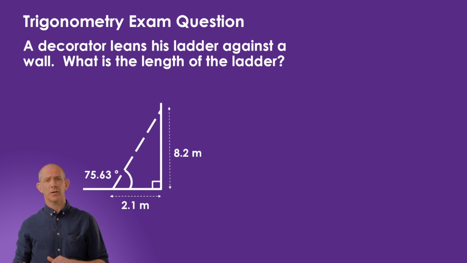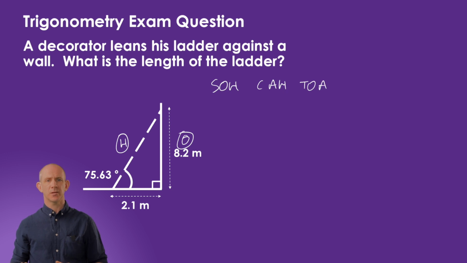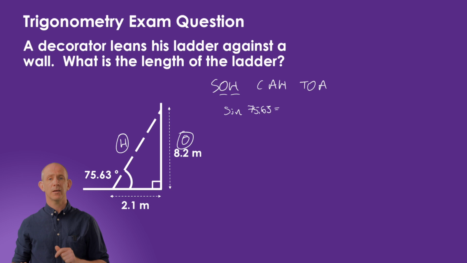Here we have two known sides and an angle. Let's use the opposite side to the angle of 8.2 to calculate this, and recognise that we're looking to calculate the hypotenuse in this case, as that's the side that the ladder forms in our right-angled triangle. As we're using the opposite side and trying to find the hypotenuse, we'll use sine and substitute in the values to get sine 75.63 equals 8.2 over h, because we're trying to find the hypotenuse.